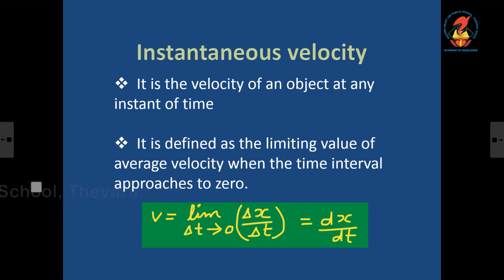Now, next is instantaneous velocity. What is meant by instantaneous velocity? It means velocity at any particular instant of time. Think like this. You are traveling in a car and you are just going from this school to your home, and the distance is, say for example, 5 kilometers.